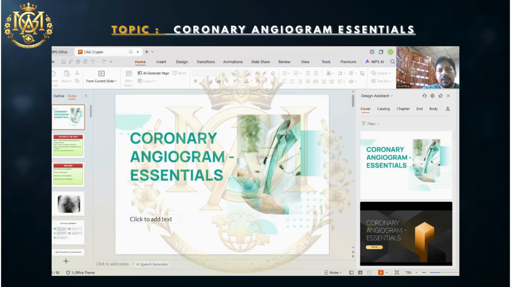So what is coronary angiogram? It's basically a radiographic visualization of coronary arteries after injection of radio-opaque contrast media. So what we do, we get the access to the coronary artery through a peripheral artery, that is most of the time the femoral artery. Other pathways are the radial artery and ulnar artery, sometimes brachial also.